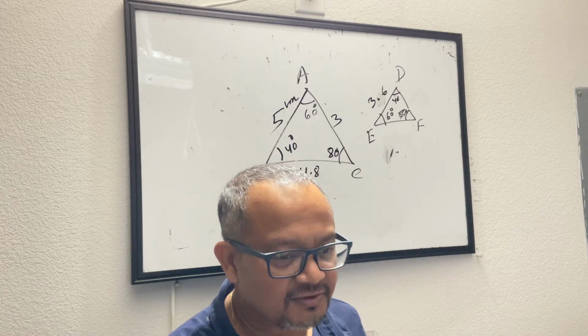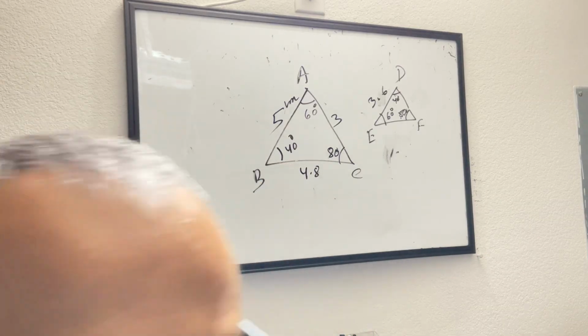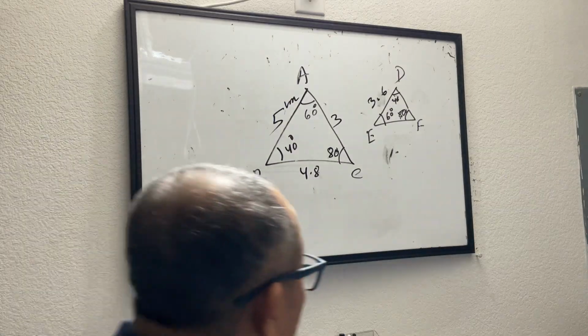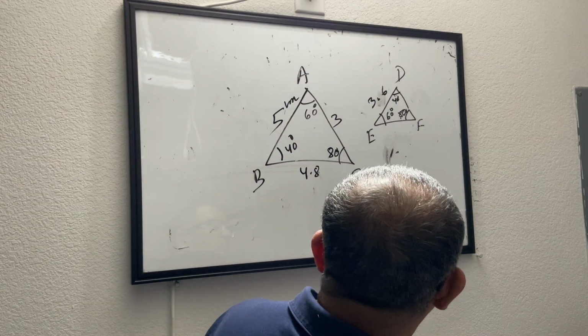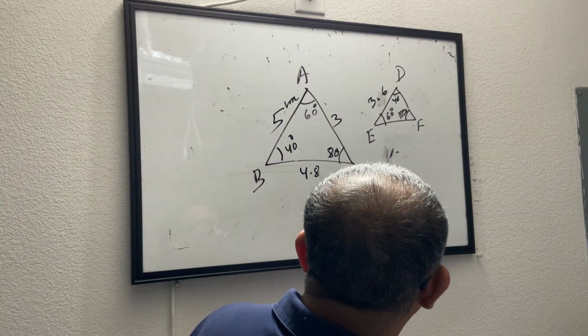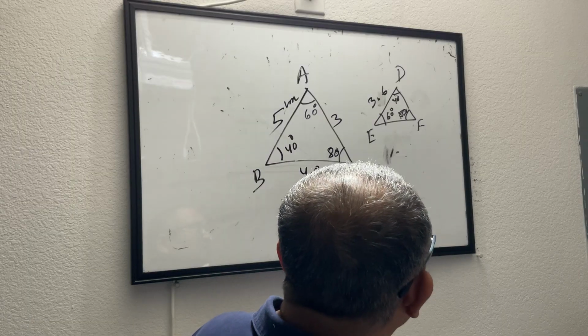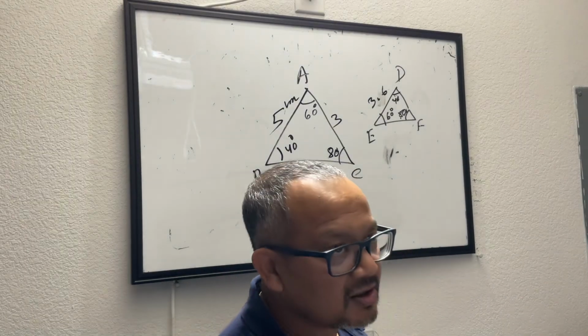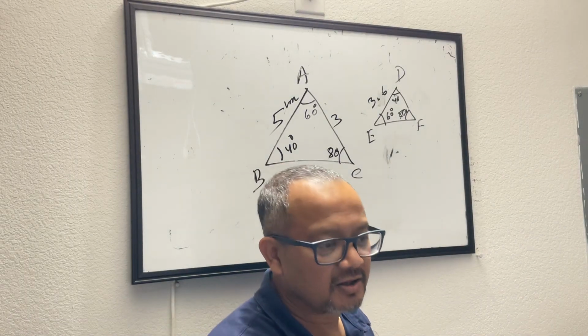Not bad. Yes, Vasundhara. Yes, one second. I'll come to you. For E and F, I got 2.16, okay, and D and F, I got 3.45600. Okay.